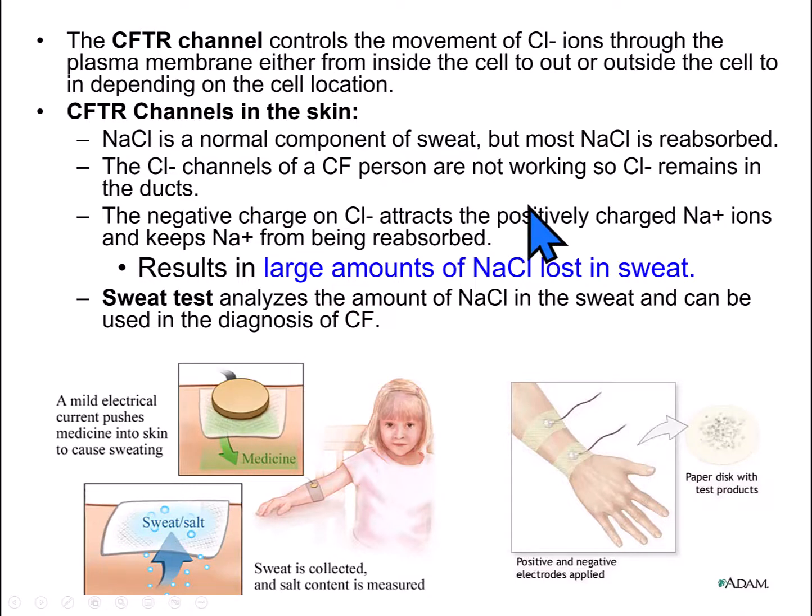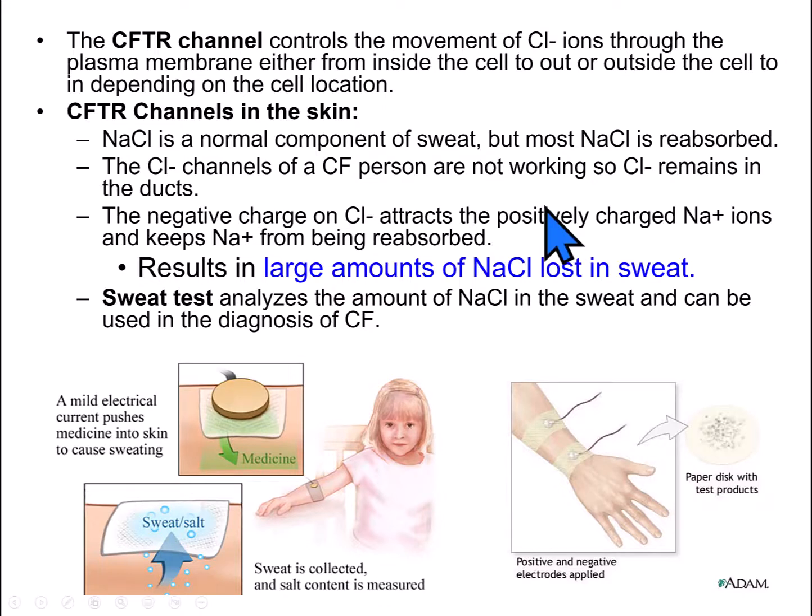The chloride channels in a cystic fibrosis person aren't working correctly, so chloride remains in the ducts. The negative charge on chloride attracts positively charged sodium ions and keeps the sodium from being reabsorbed. This is going to result in a large amount of sodium chloride lost in sweat. This is the physiological basis of why somebody who has cystic fibrosis is going to have more sodium chloride in their sweat. And you can use this as a diagnostic tool. We call it the sweat test.